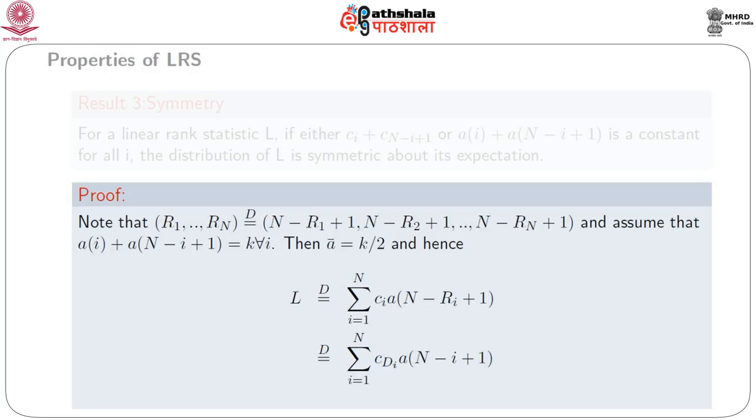Now, for proof, assume that Ai plus A_(n minus i plus 1) equals k for all i. Then simple algebra gives A bar as k by 2. Now, the distribution of L is the same as summation i from 1 to n Ci multiplied by A_(n minus Ri plus 1). And again, the distribution of the last quantity is the same as summation i from 1 to n C_di multiplied by A_(n minus i plus 1), where di are the anti-rank vectors corresponding to the ranks.